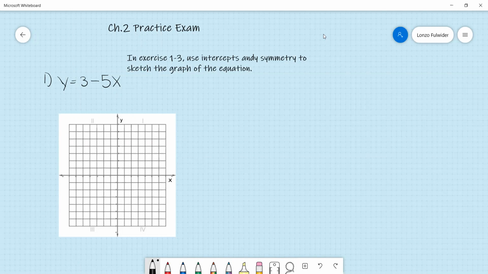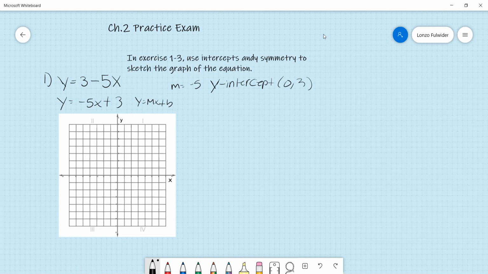So recall, we have y equals 3 minus 5x. We can rewrite that as negative 5x plus 3. Remember, this is the y equals mx plus b, right? The m is the slope, so our slope is negative 5. So m is negative 5, and the y-intercept is 0, 3, right?